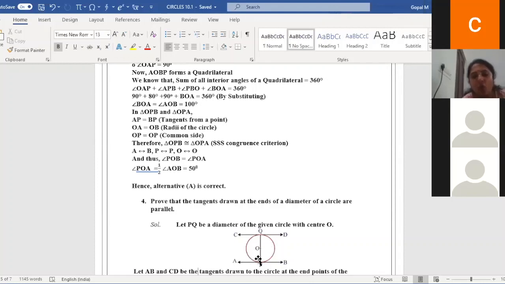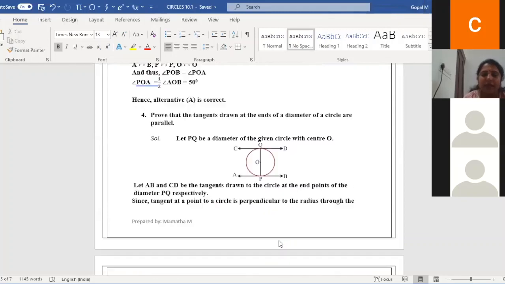So here OPA is also 90. OQD is also 90. So both are equal, which means I can say these angles are alternate. Angle OPA, angle OQD, both are equal to 90. Same way, angle OQC and angle OPB, both are equal to 90. It is nothing but alternate angles. Alternate angles are equal, so I can say AP is parallel to CD. Any doubt, children, in this one? No, ma'am. Let us see the answer.